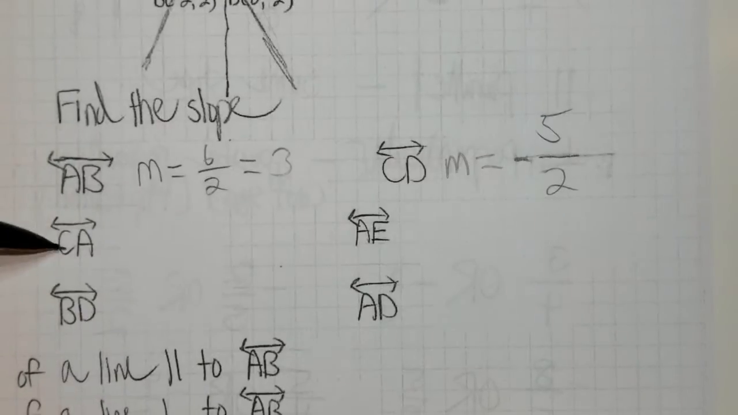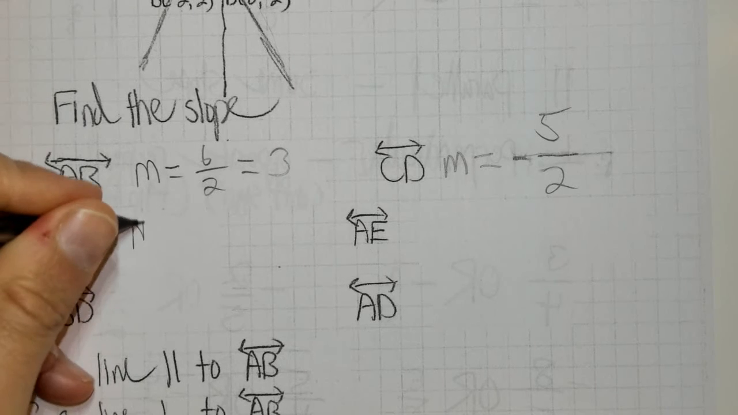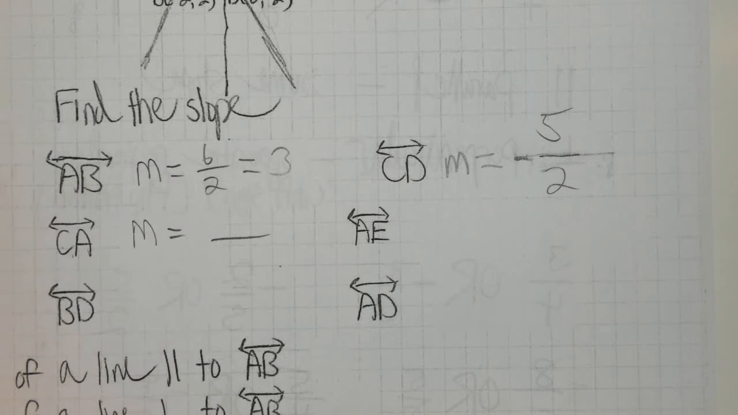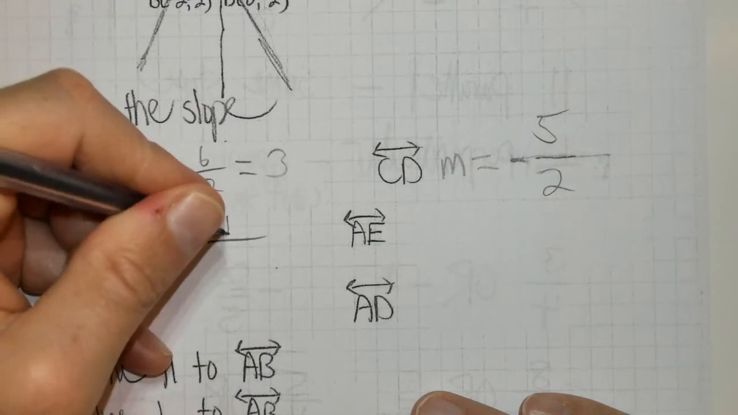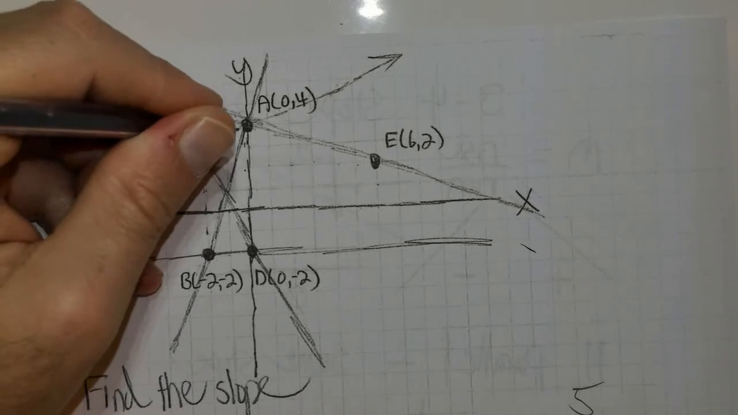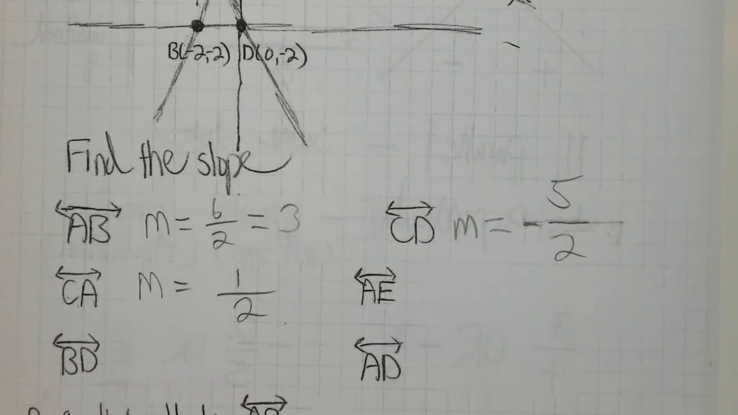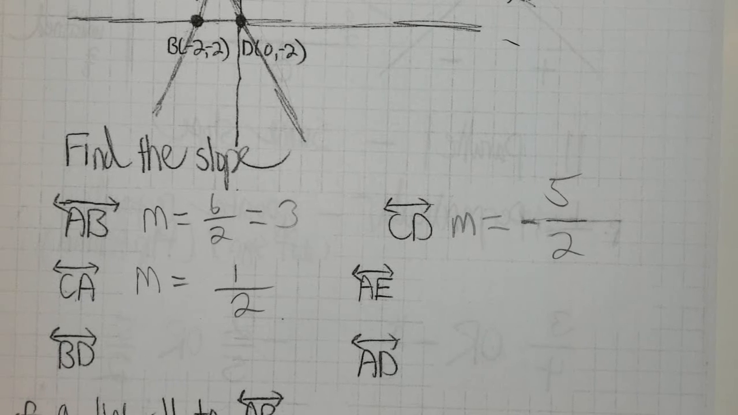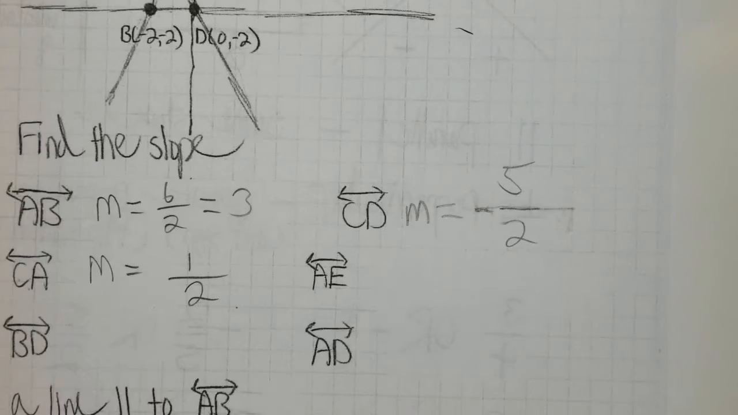All right, the next one. CA. So here is line CA. I know it's got to be positive, so slope's going to be equal to, the rise is 1, the run is 1, 2, so that's 1 over 2, and then that cannot reduce, so there's your answer. That's the slope of line CA. It is going to be 1/2. Let's try the next one.